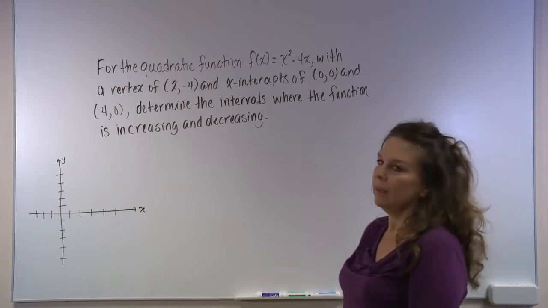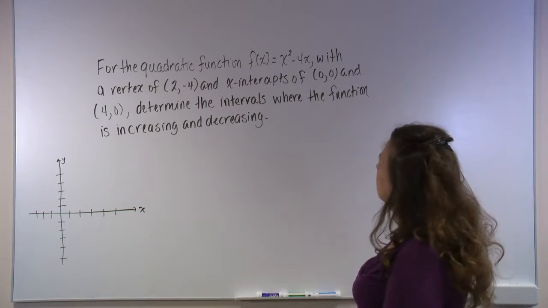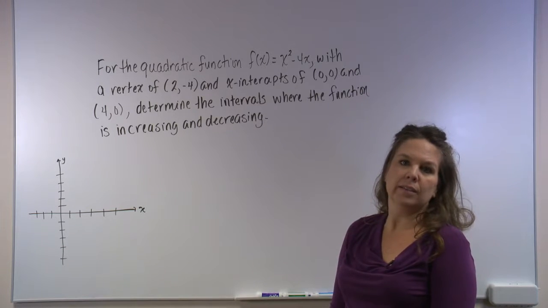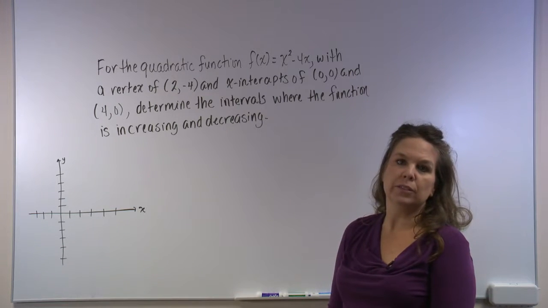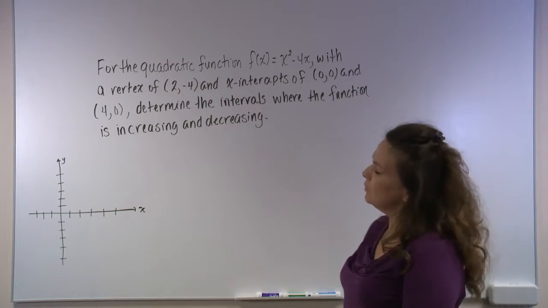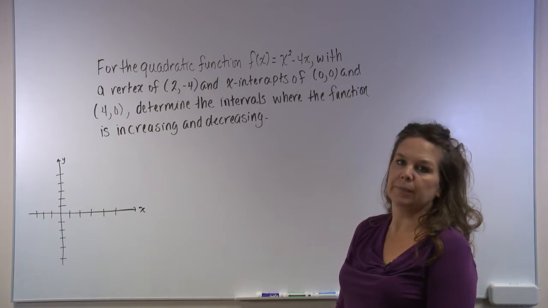Given the quadratic function f(x) = x² - 4x, with a vertex of (2, -4) and x-intercepts of (0, 0) and (4, 0), we want to determine the intervals where the function is increasing and decreasing.